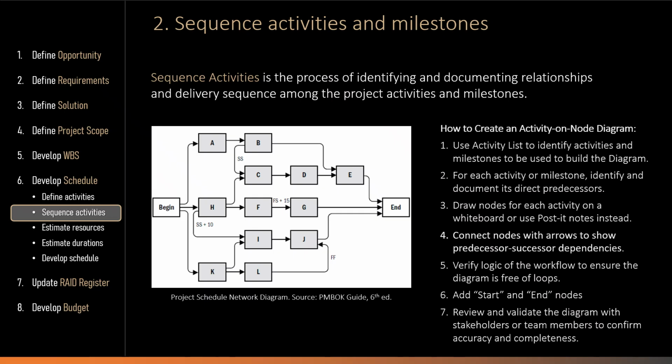After the activity on node network diagram has been created and validated, the activity list should be updated with dependency information. For each activity and milestone, you should document its predecessors and, where relevant, any lead and lag time. It is also important to remember that dependencies can be of different types.